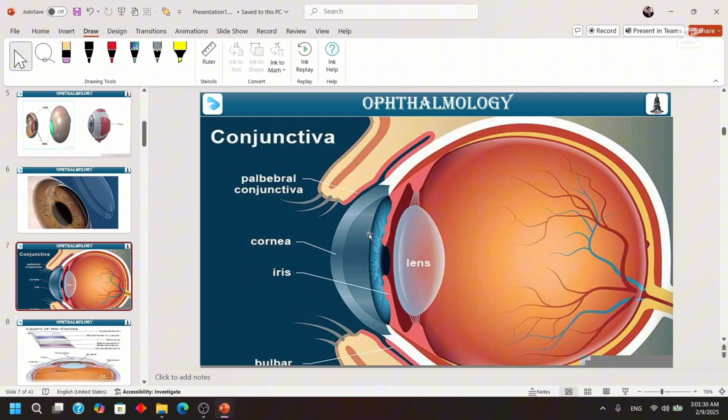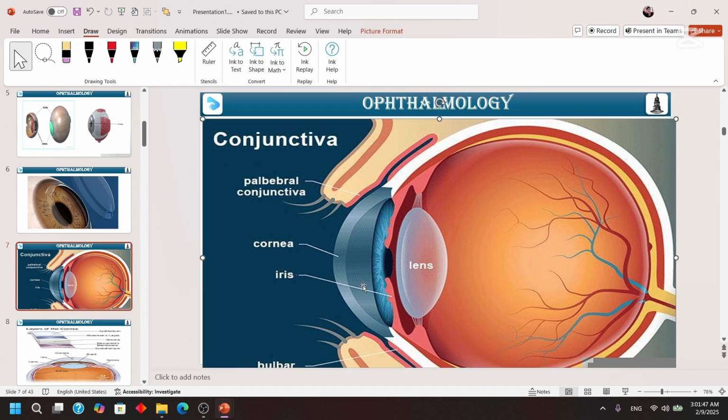If we look at this picture, this is the cornea. If you look at its shape, you would see it's convex. This curvature is called convex. So what does the cornea do? The cornea refracts the light. What is the refraction of light? Refraction of the light means changing the direction of the light.